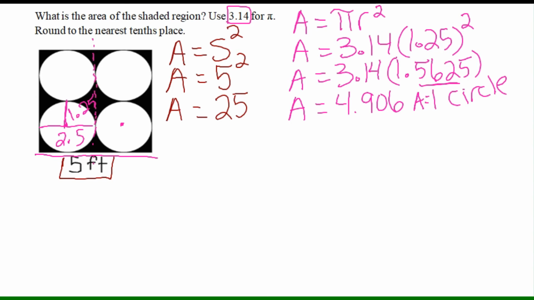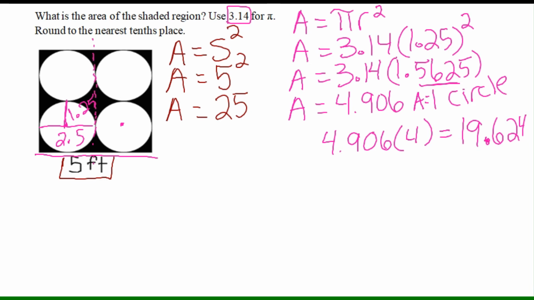Now to figure out the area of all 4 circles, guess what we're going to do? Multiply by 4. So 4.906 times 4 will give us 19.624. Now this 19.624 is the area of all 4 circles together.